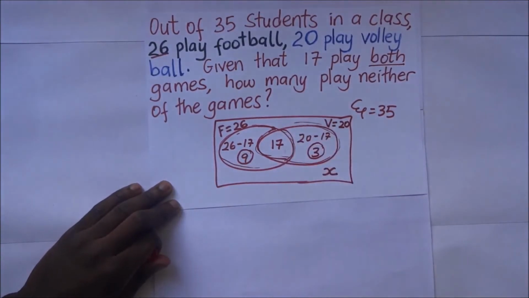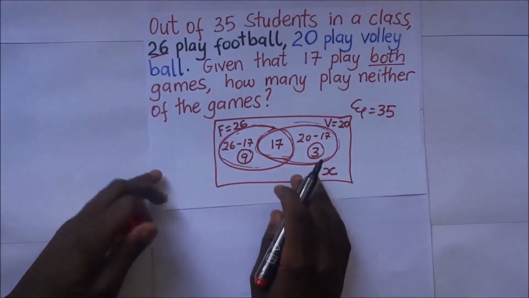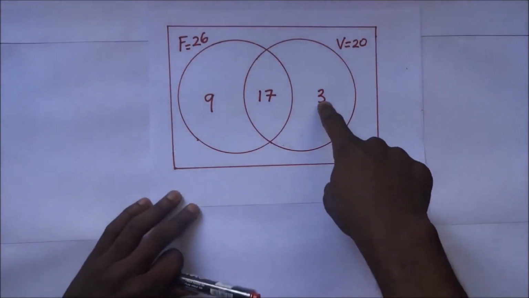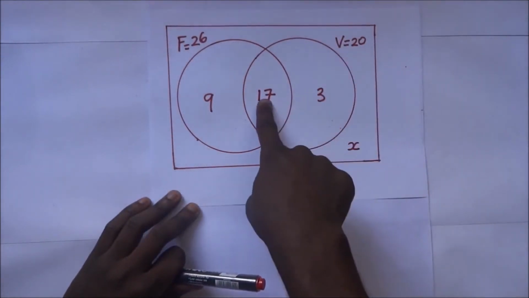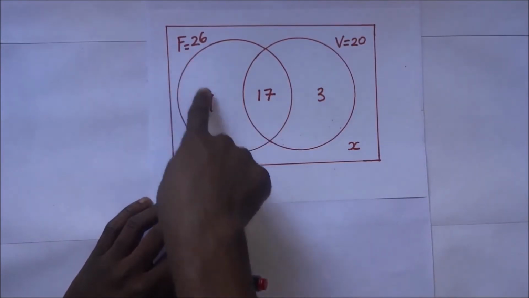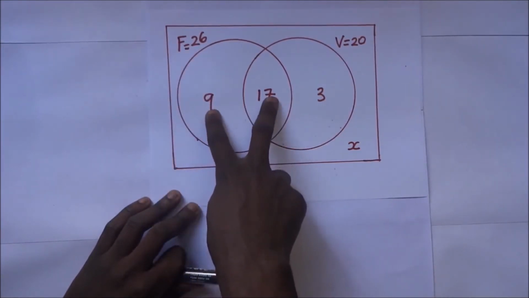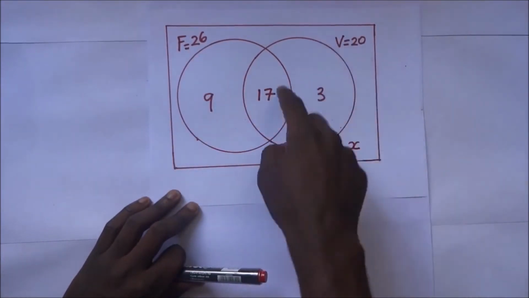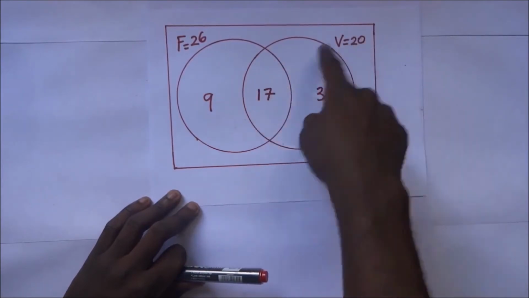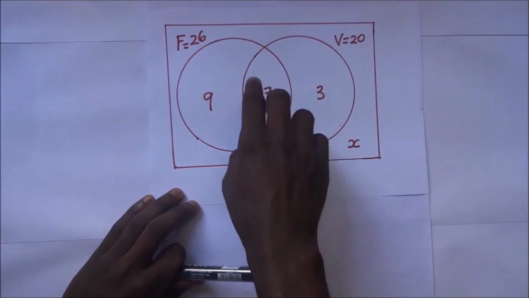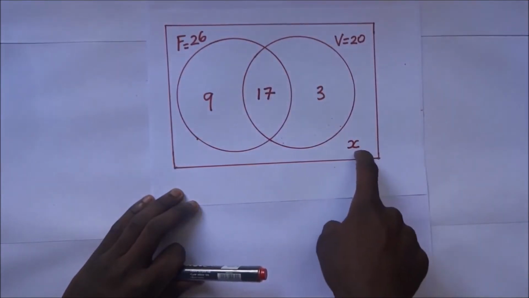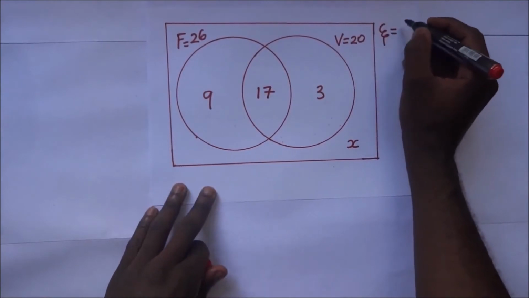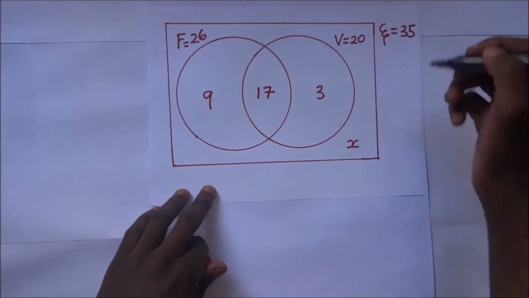So it means that our Venn diagram is now going to look like this. So that's how our new Venn diagram looks. These ones play volleyball only. These ones play football only. But 9 plus 17 gives you 26. 17 plus 3 gives you 20. It means that whoever is inside this circle plays volleyball, and these 17 here are the ones that play both games. These ones don't play any of the games. And our universal set here, or the total number of students, is 35. So we are required to find the value of x.